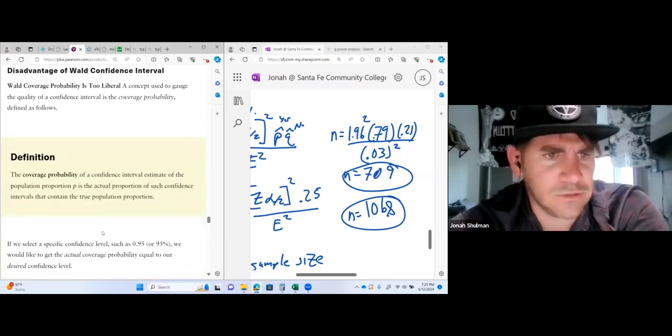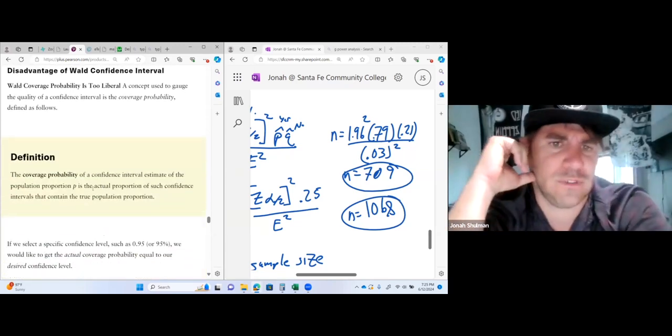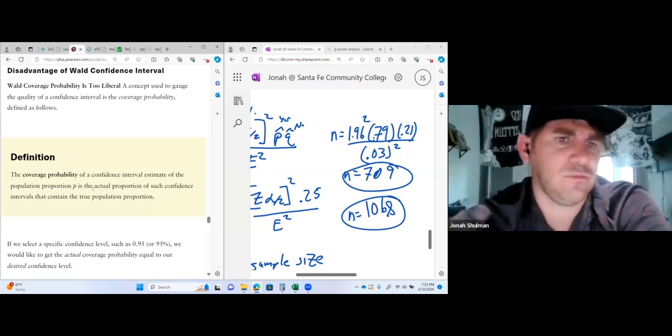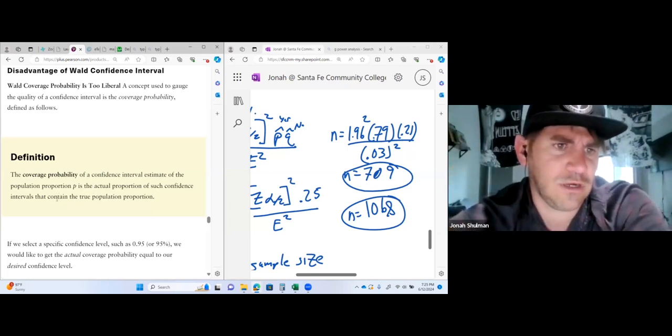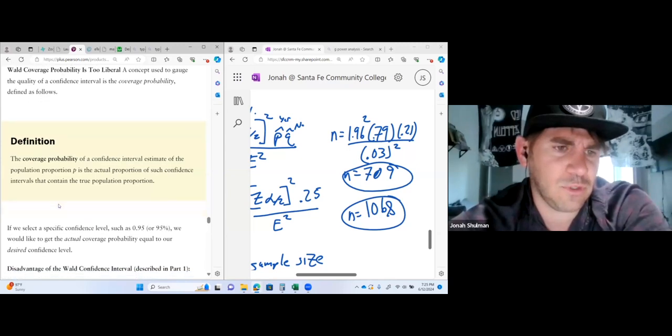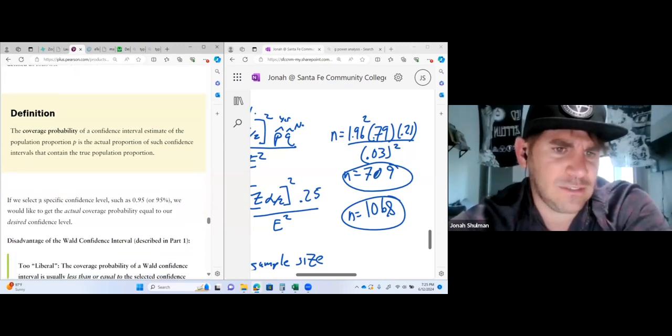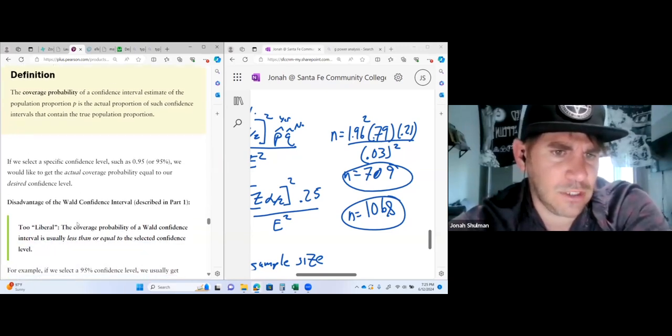All right, I don't know what this is. Coverage probability of a confidence interval estimate of the population proportion is the actual proportion of such confidence intervals that contain the true population proportion. If we seek a specific interval such as 0.95, we would like to get that actual coverage. Okay.